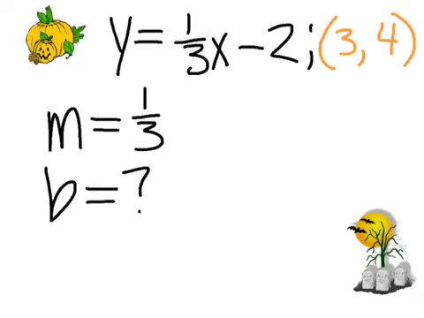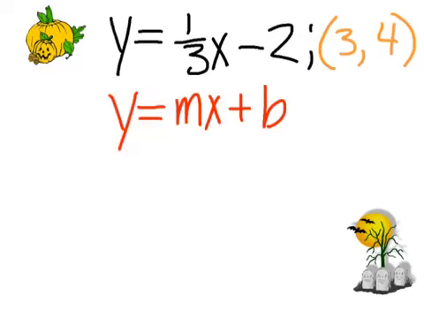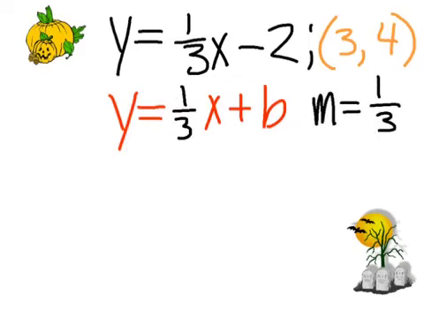We want to find our y-intercept. What are we going to use to find our y-intercept? The point, right. Okay, we have y equals mx plus b. We know that our slope is what? 1/3. So we're going to plug in 1/3. What do we need to plug in next?